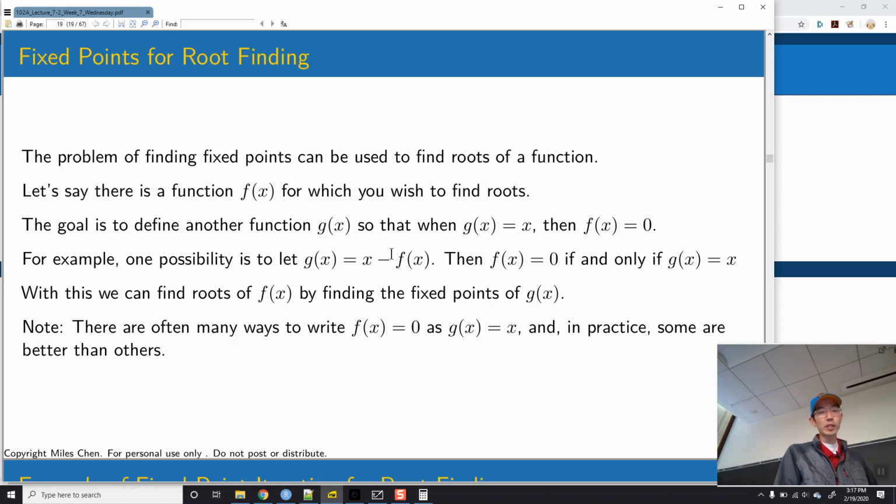So one example, and there's lots of ways to do this, is we could say when f of x equals 0, then this will also be true: g of x is equal to x minus f of x. So if g of x is equal to x, then f of x has to be 0 in this equation right here. So we can find the roots of f of x by finding the fixed points of g of x. There are many ways to write a pair of functions so that when f of x equals 0, g of x equals x, and some of them will work and some of them will not.